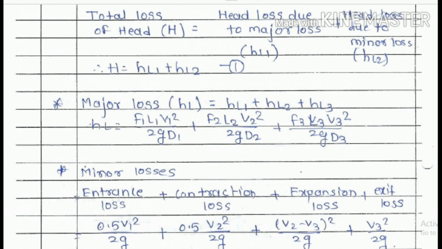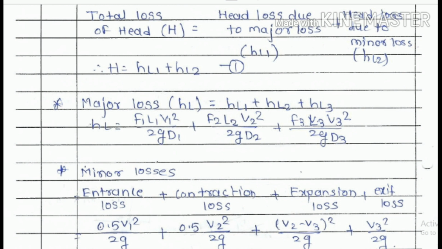Now how to identify these minor losses? Just look into the diagram. At the entrance, first the entrance loss is there, so write the formula for entrance loss. Then afterwards, if the diameter of the pipe is decreased, write the formula for contraction loss. Then if the diameter is increased, write the formula for expansion loss. And if any valve is there, write the formula for that. If a bend is there, write the formula for that. And at the last, the exit loss.